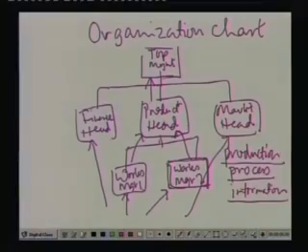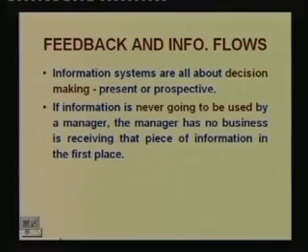All right, so that's what we would like to do: if information is never going to be used by a manager, the manager has no business in receiving that piece of information in the first place. Okay, so that's what we wanted to highlight in this particular situation.